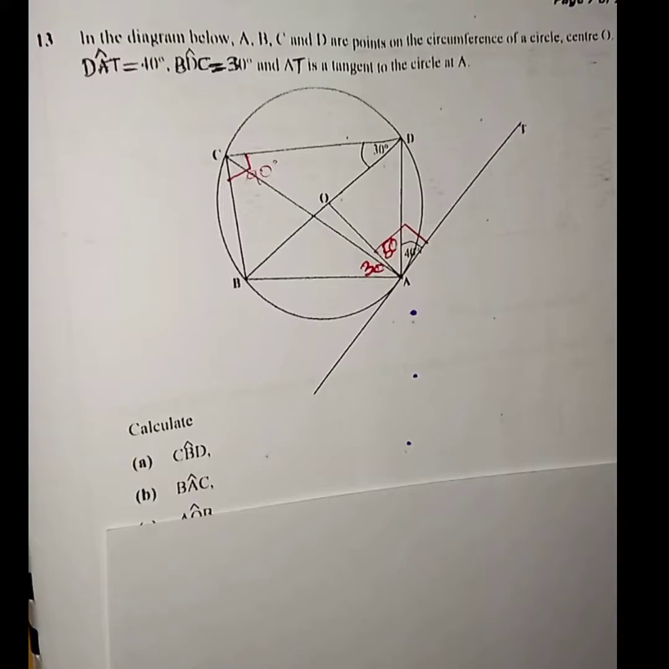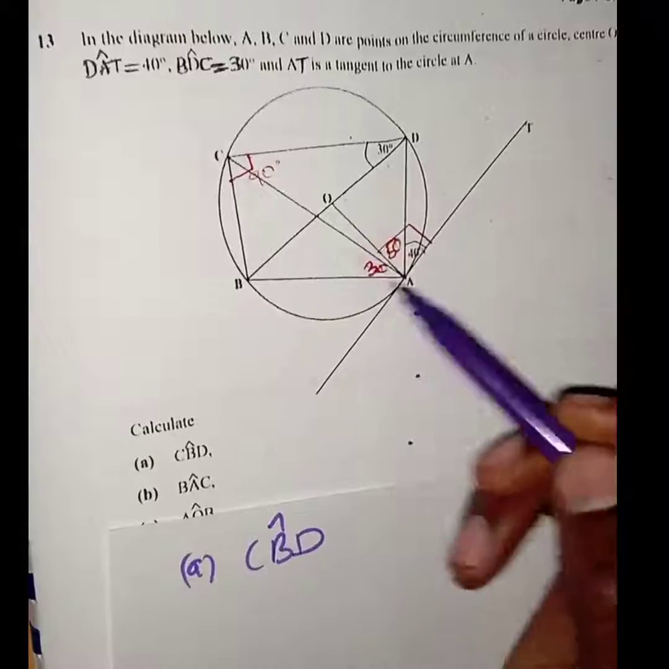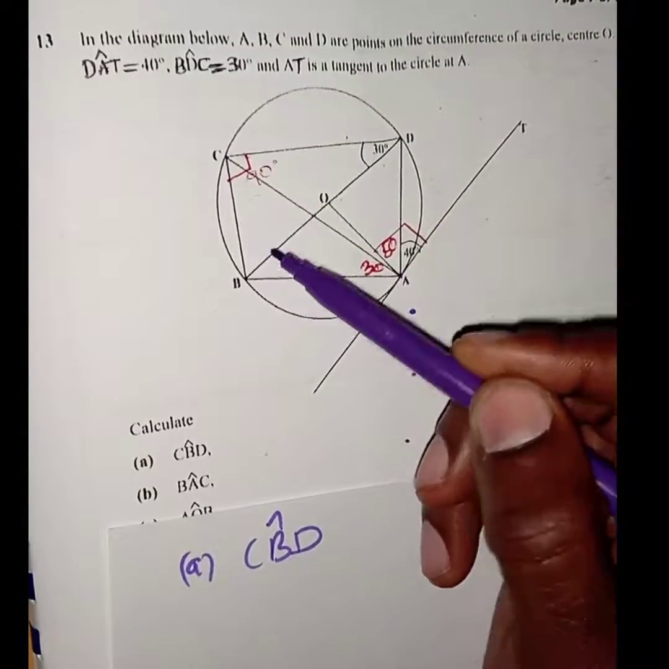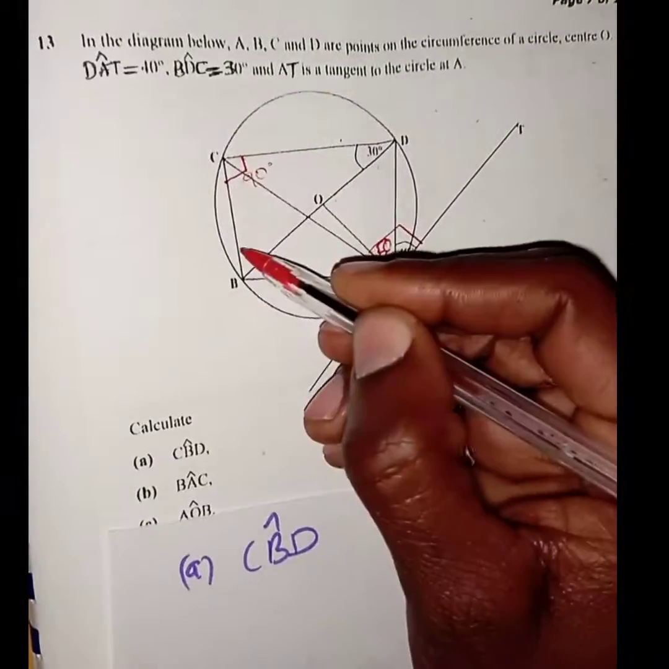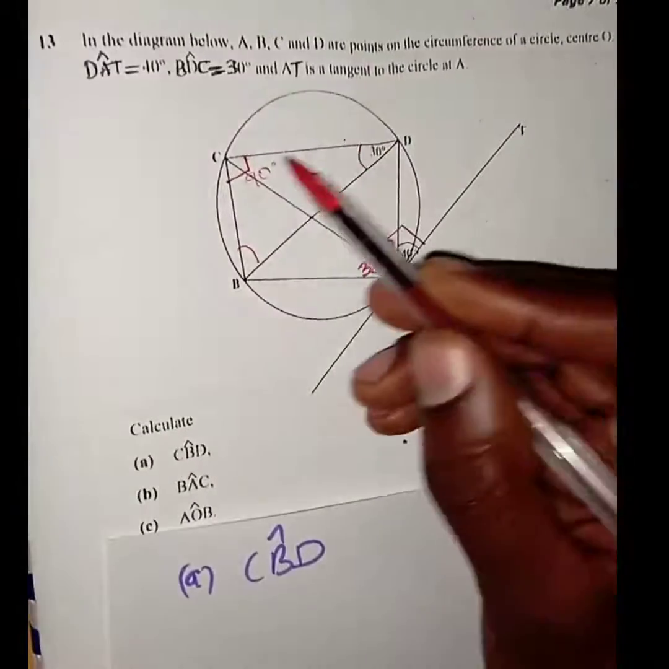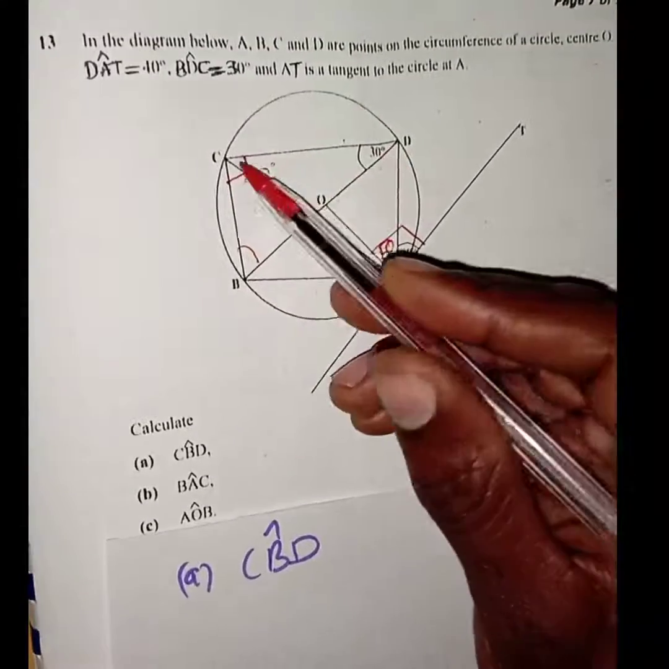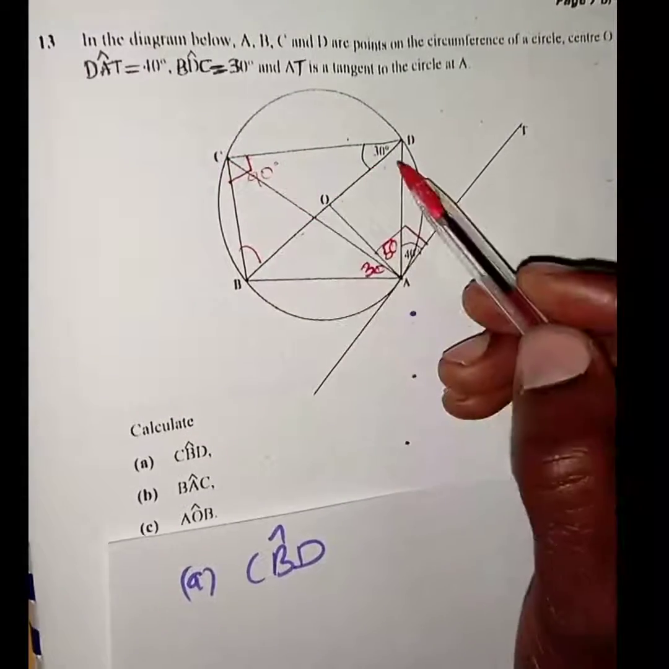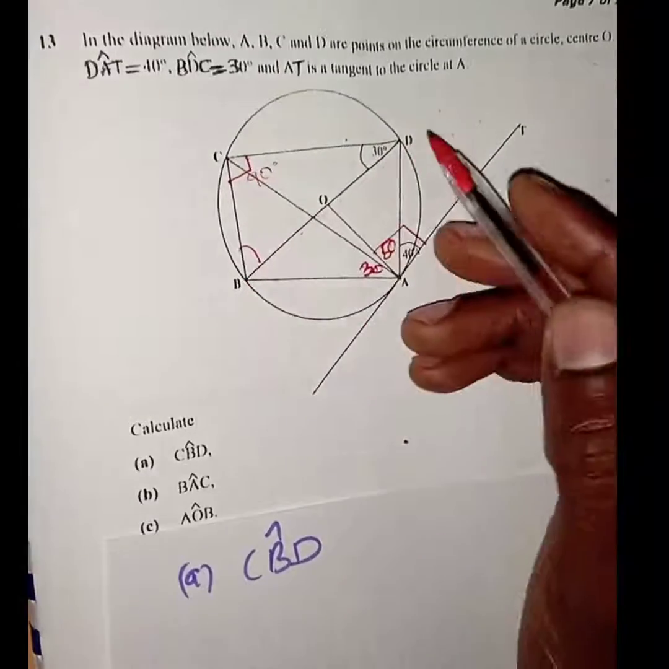So angle CBD, where C, B, D, the angle here, angle CBD. Now look at this triangle. We have 90 here, we have 30. Angles in a triangle add up to 180 degrees. So you add the available angles and subtract from 180 to get CBD.